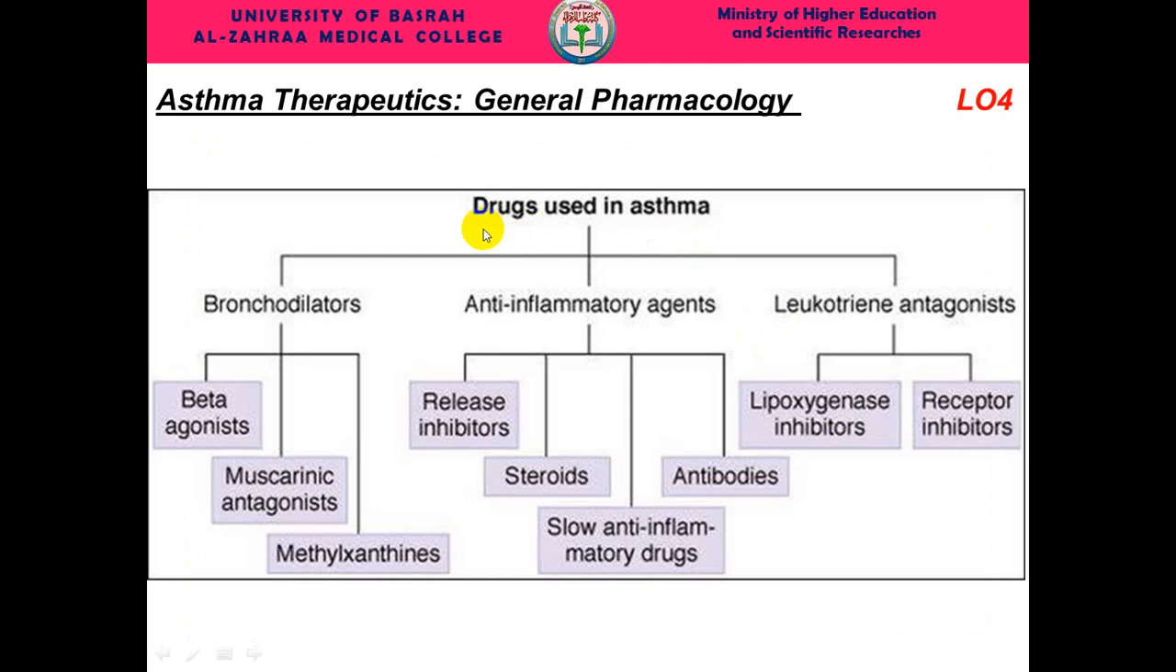According to that, we can divide the drugs that are used in the treatment of asthma into bronchodilators, anti-inflammatory agents, and the leukotriene antagonists. For the bronchodilators, we have the beta agonists, like salbutamol. We have the muscarinic antagonists, and we have the methylxanthines. While for the anti-inflammatory agents, we will mainly talk about the steroids. And finally, we'll talk about the leukotriene antagonists.